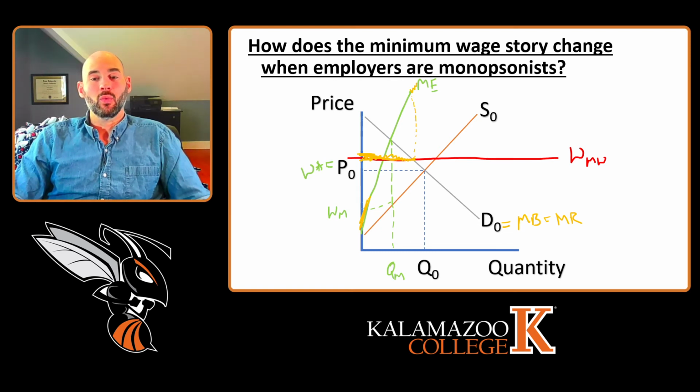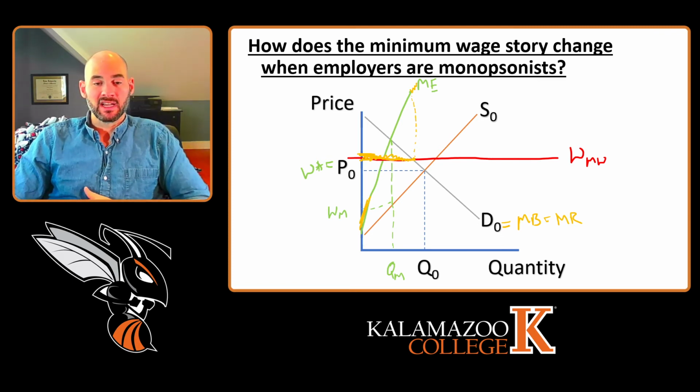And so if employers are going to make rational, profit-maximizing decisions in response to the minimum wage, then they are going to demand Q, call this QMW, units of labor, and they're going to pay them that minimum wage, WMW.